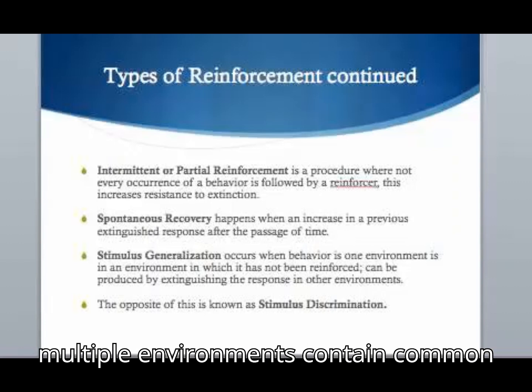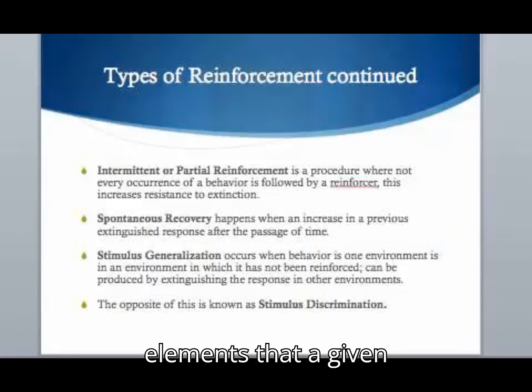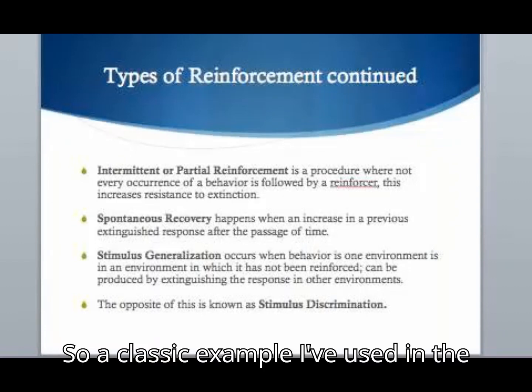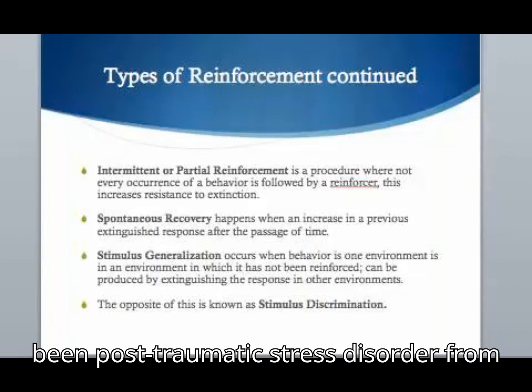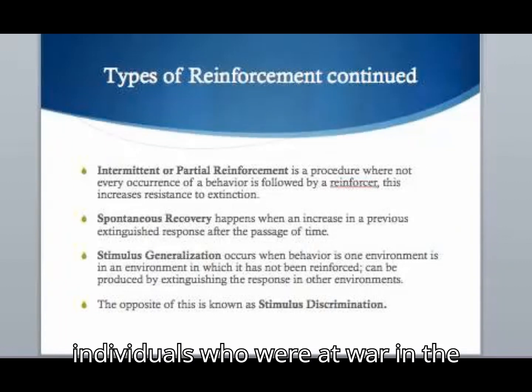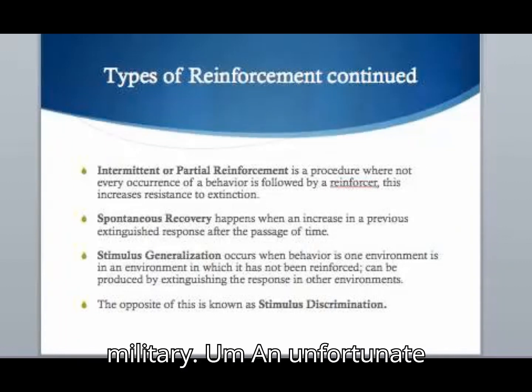This happens when multiple environments contain common elements that a given organism recognizes. So a classic example I've used in the past in my psych classes for this has been post-traumatic stress disorder from individuals who were at war in the military.